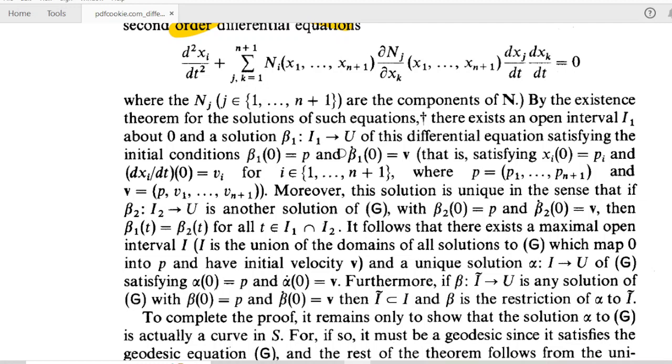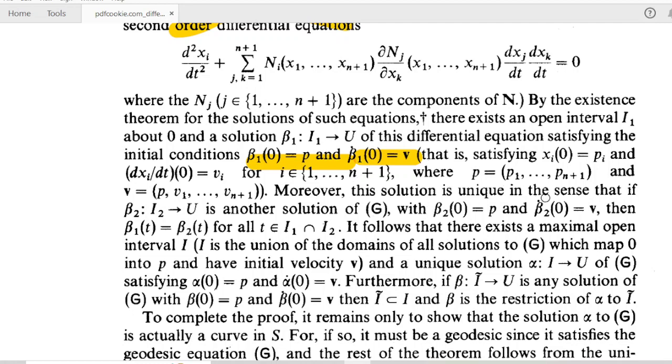So second order, again we are using the concept that we first used: if it is a second order differential equation, we know that it has a unique solution. So these nj's are the components of n. By the existence theorem for the solution of such equations, there exists an open interval I1 about 0 and a solution beta 1 from I1 to U of the differential equation satisfying the initial condition. This is clearly from Picard's uniqueness theorem for the differential equation. This and this, Picard's theorem we have applied.